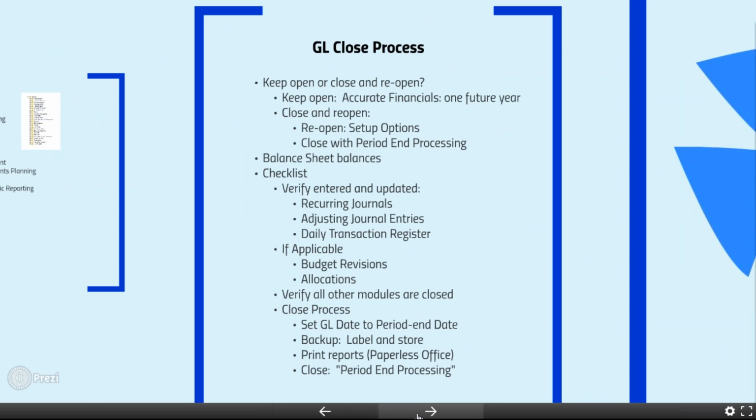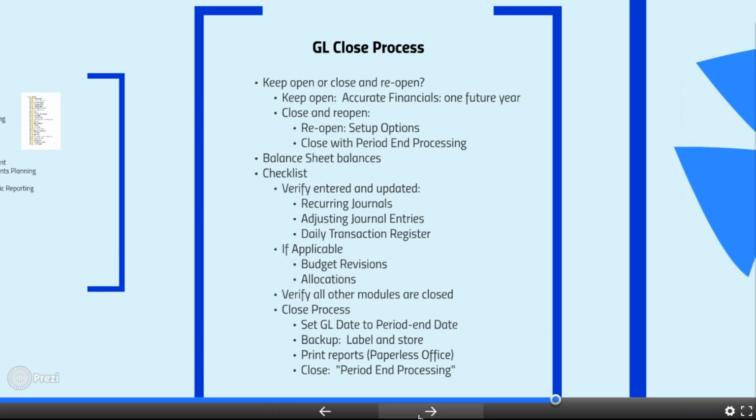A lot of people ask us if they should keep the general ledger open or if they should close it and reopen it, because maybe they're done right away in January, but the auditors might be making adjustments into April. And the answer is you can do either. You can either keep the general ledger open and it will produce accurate financials for 1 year into the future. Alternatively, you can close your general ledger and then reopen it later using the setup options.